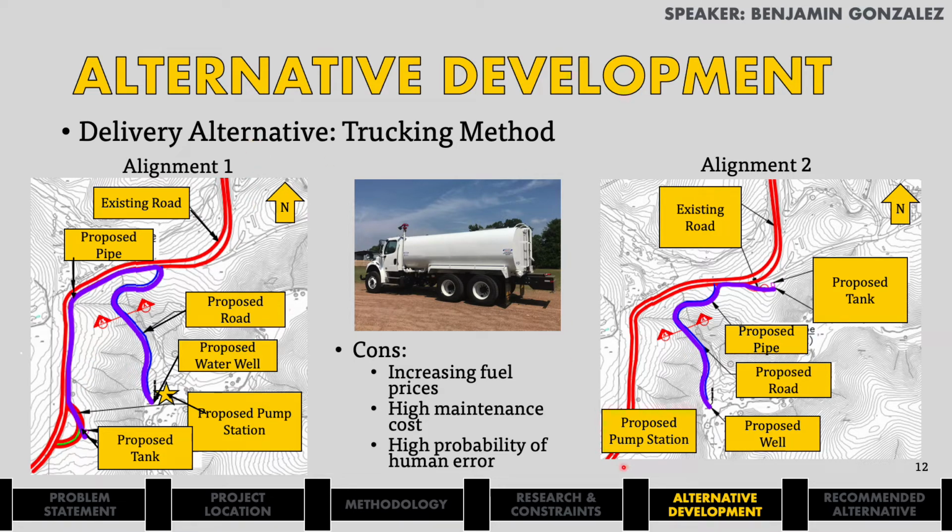Our second alignment, as seen on the right, was similar to our first alignment. Instead, this one had the storage tank located closer up on the hill. Later, trucks would transport the water in the same process up to the mining facility.